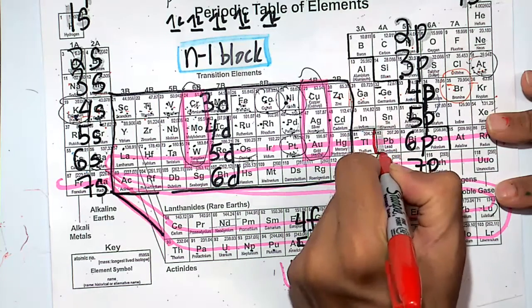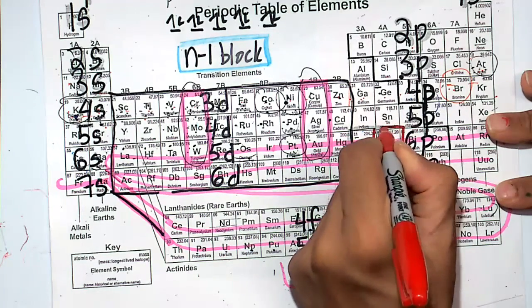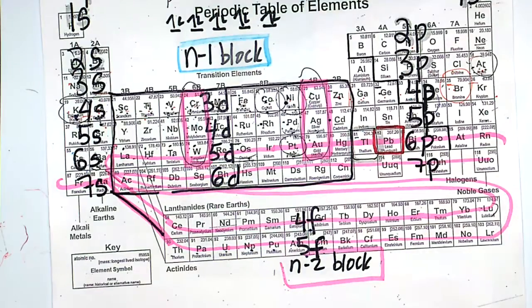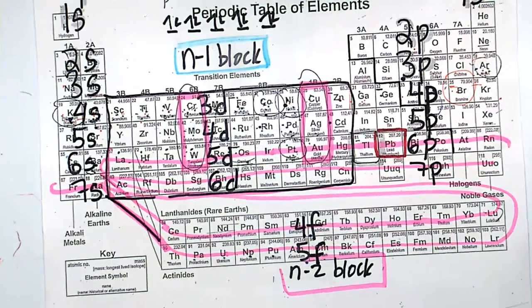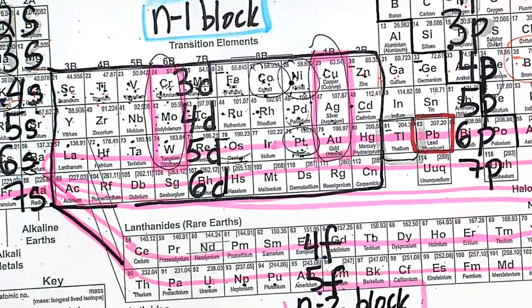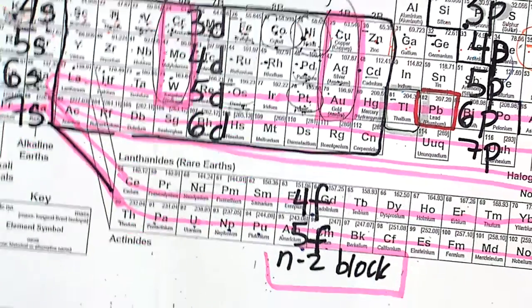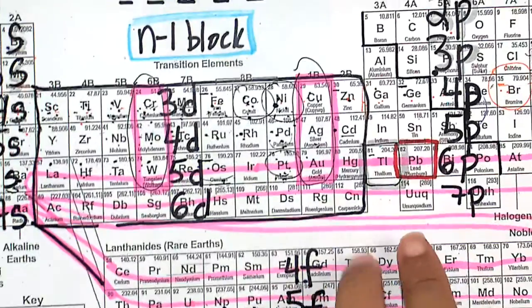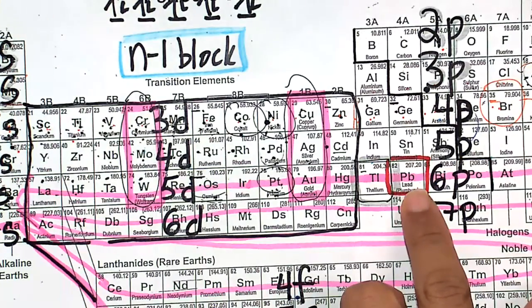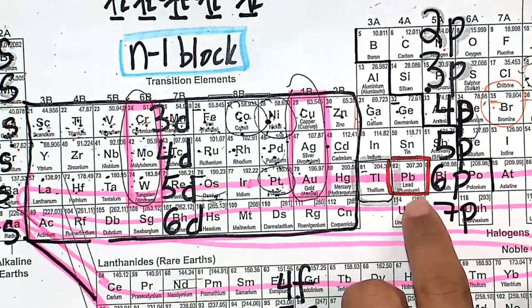All right, lead. Let's do lead here. Seems pretty complicated and messy, but how do we do this? Okay, lead. All right, 82 electrons. Where's the nearest noble gas?